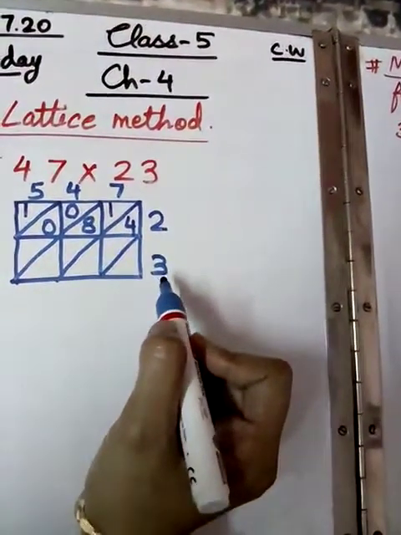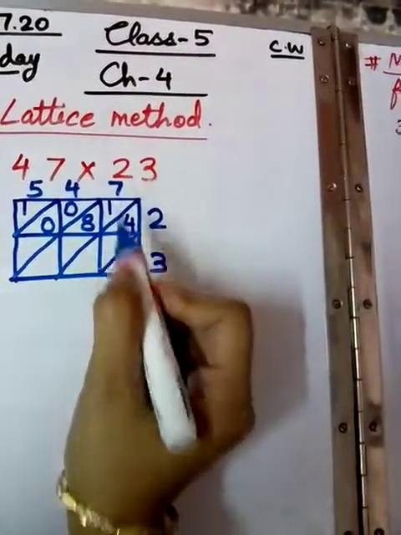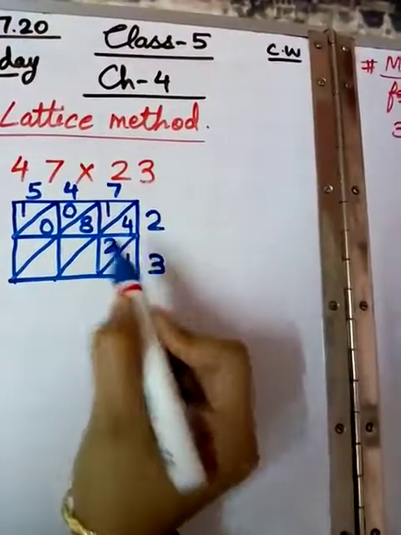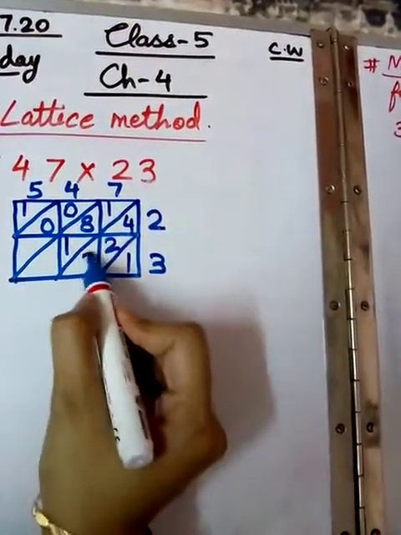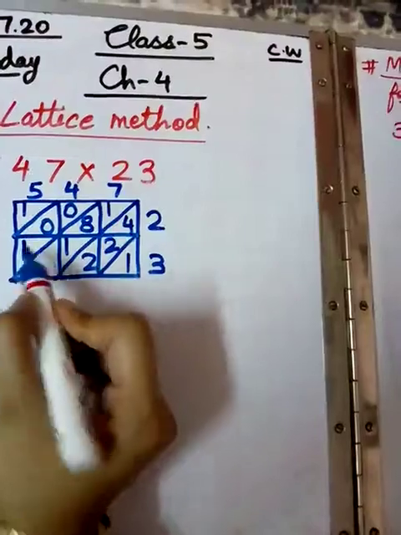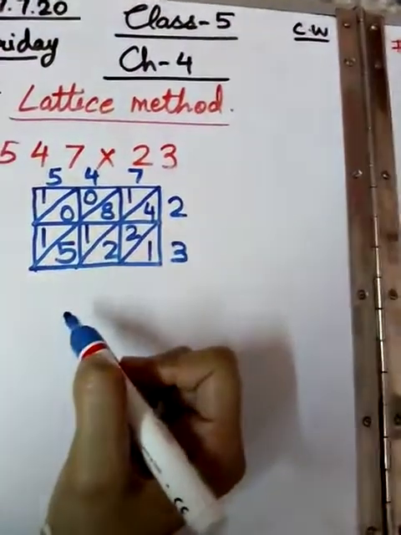Let us begin with the second multiplier 3. 3 7s are 21. 3 4s are 12. 3 5s are 15. Correct? Now the time of addition.